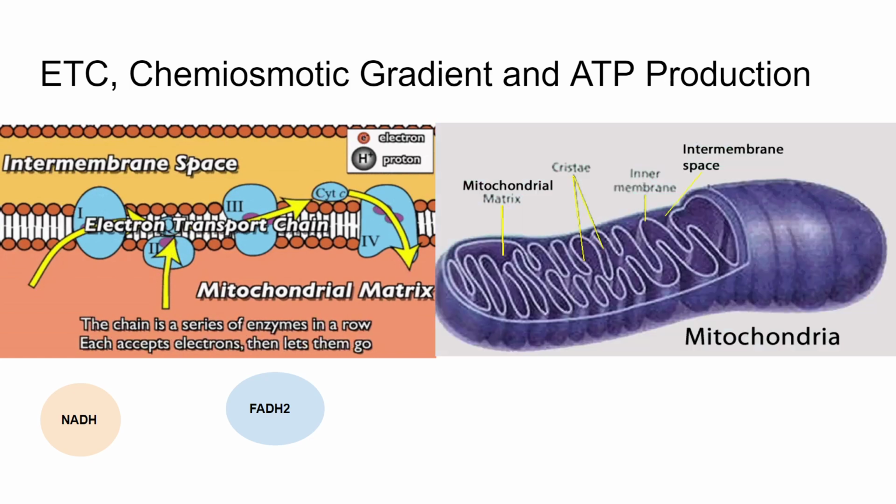And chemiosmosis is the process by which energy from a proton gradient is used to make ATP.